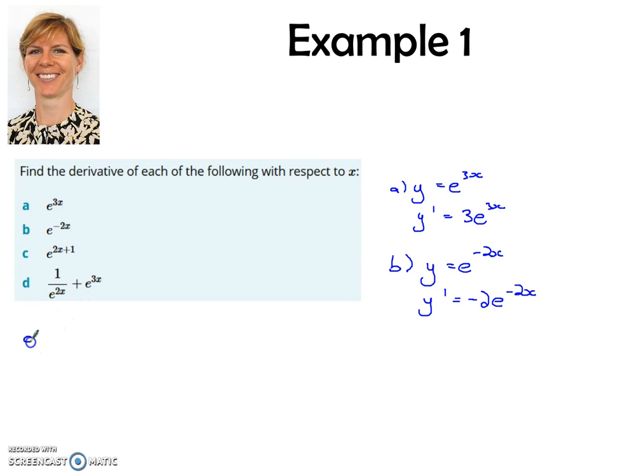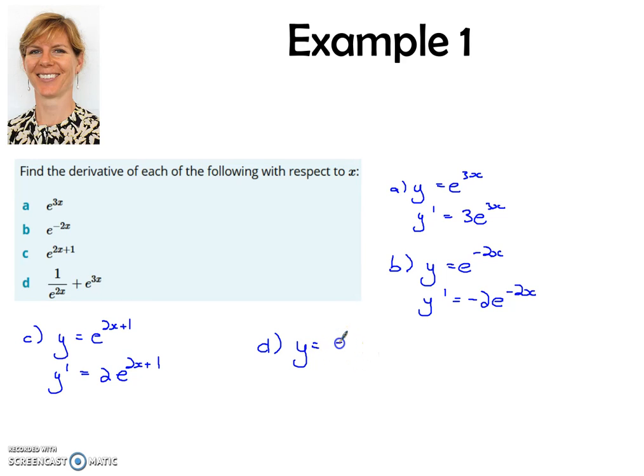Alright, let's have a look at C. So this one's a little bit different, but same deal applies. We want to differentiate the index. Now the derivative of 2x plus 1 is just 2, e to the 2x plus 1. Okay, not any harder. Alright, and the last one for D, so I'm going to rewrite this.